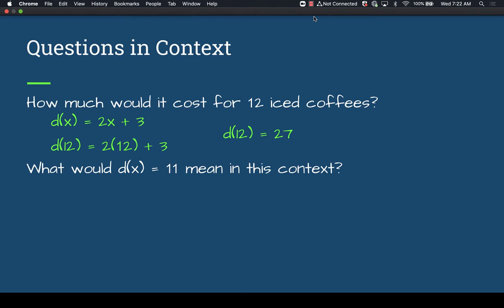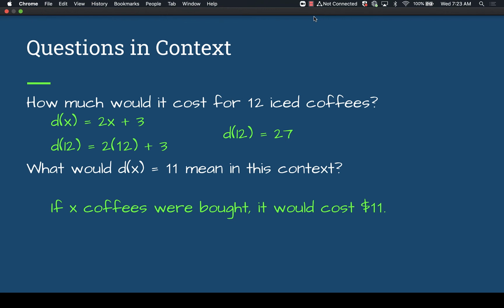And the last one, what would d of x equals 11 mean in this context? As we saw in previous lessons, we know the output. The output is 11, which means 11 is what it costs, just like 27 was what it costs above. So if we bought x coffees, it would cost $11.